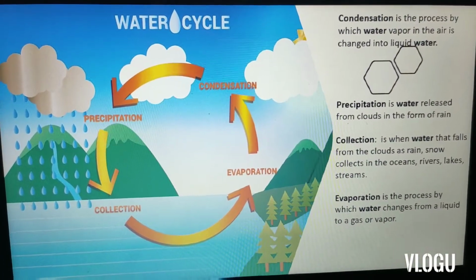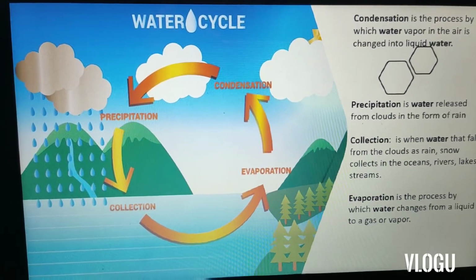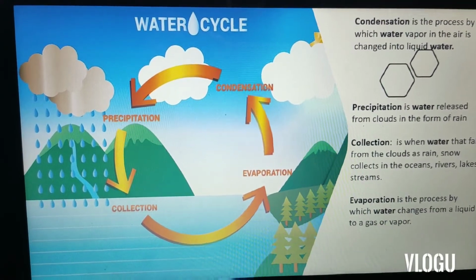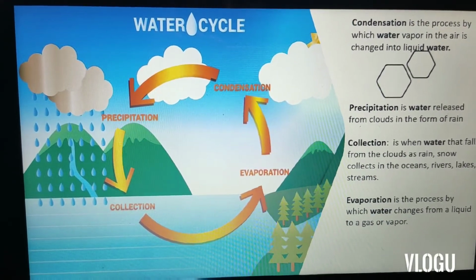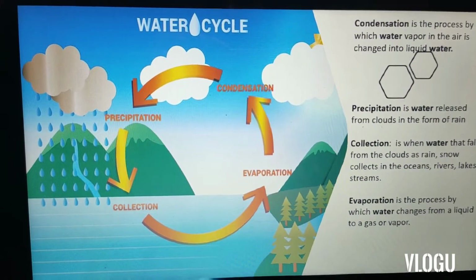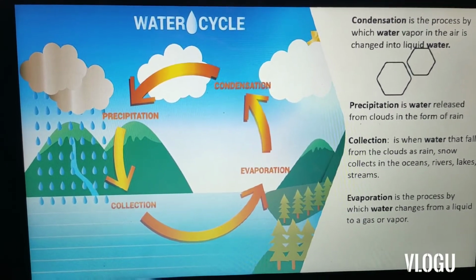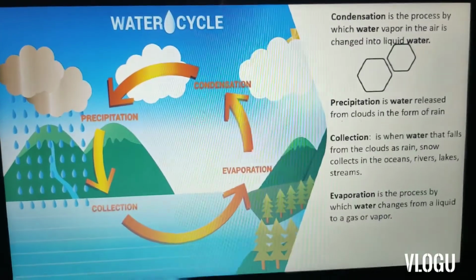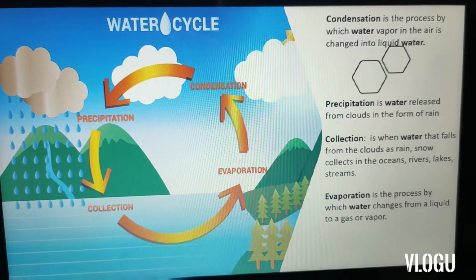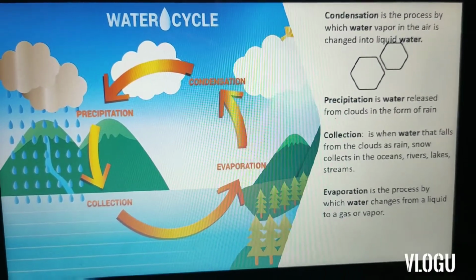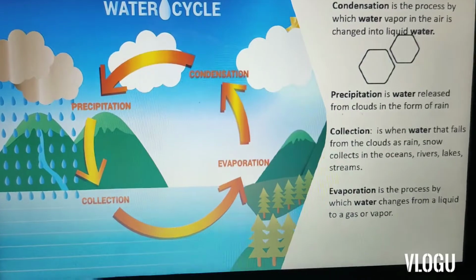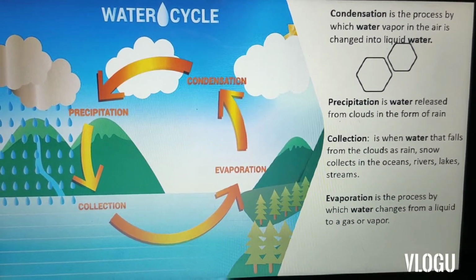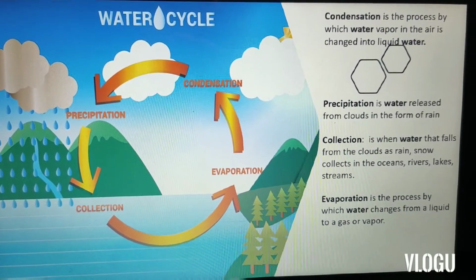What is condensation? Condensation is a process by which water vapor in the air changes into liquid water. It is water vapor in the air that changes into liquid water. What about precipitation? Precipitation is water released from the clouds in the form of rain. So that is the water that comes from the clouds, which is called rain.